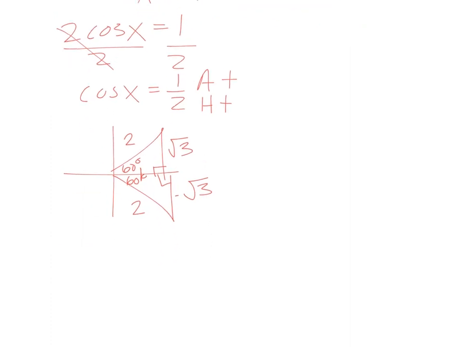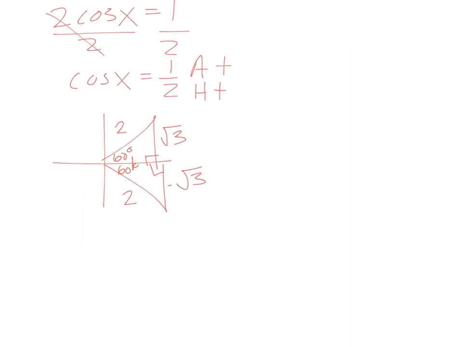Okay, so what are my rotations in order to obtain these terminal sides? Well, for this one, it's 60 degrees, which is the same thing as pi over 3. And for this one, it's 300 degrees, which is 5 pi over 3.